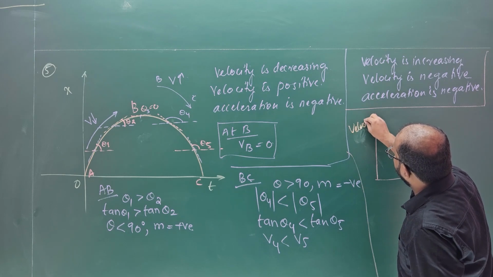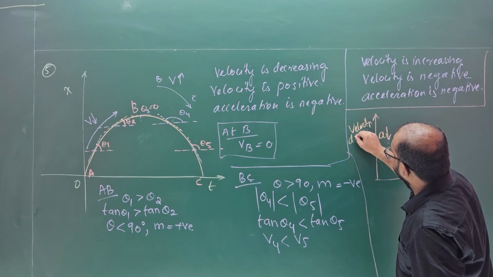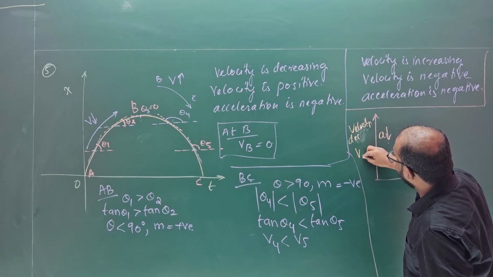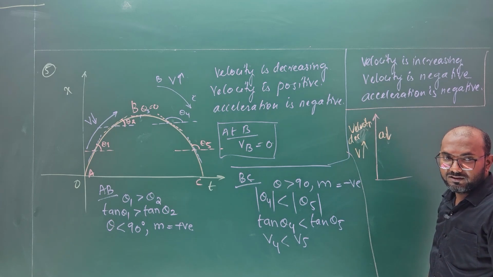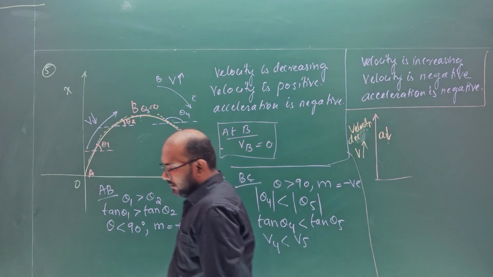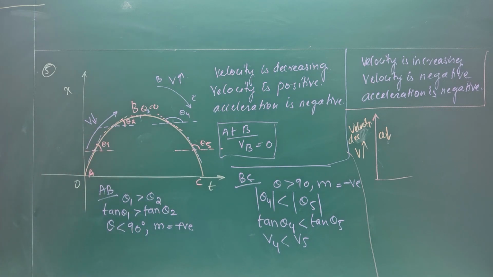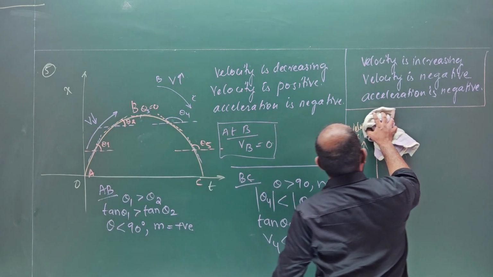Velocity decreasing, but velocity is moving in the upward direction. Object is moving in the upward direction. We don't write like that. Let us write motion. Better write in terms of motion.